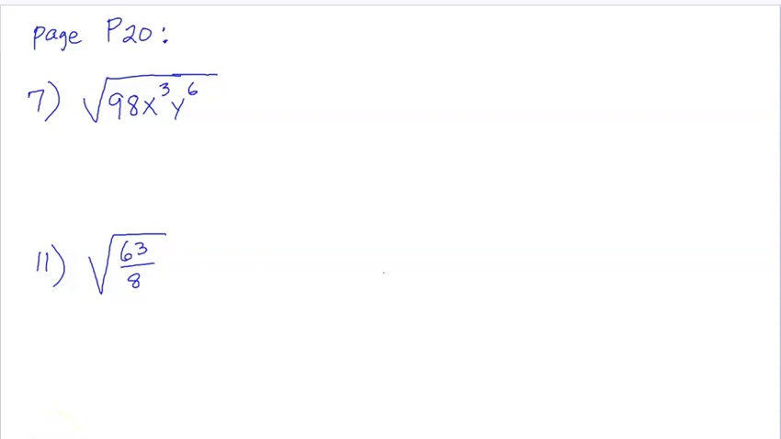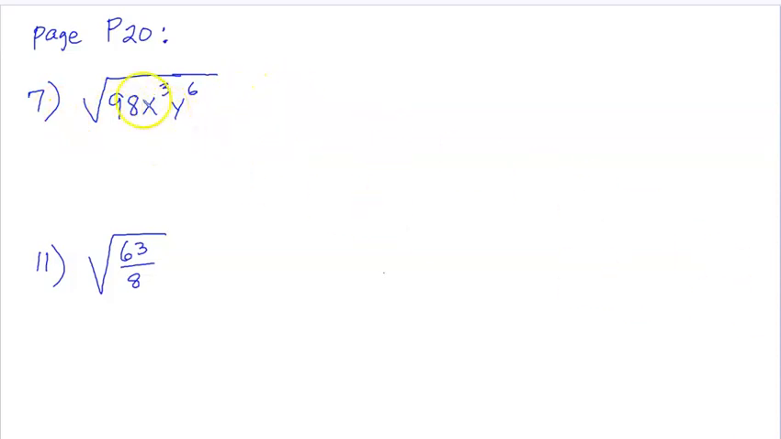All right, this is a homework help video for our cumulative or comprehensive review number 1, taken from the problems on page P20. This is actually the chapter 0 section of our textbook. We're simplifying radicals, so I just selected a good representative sampling of all the problems that you had to do. So here's number 7.